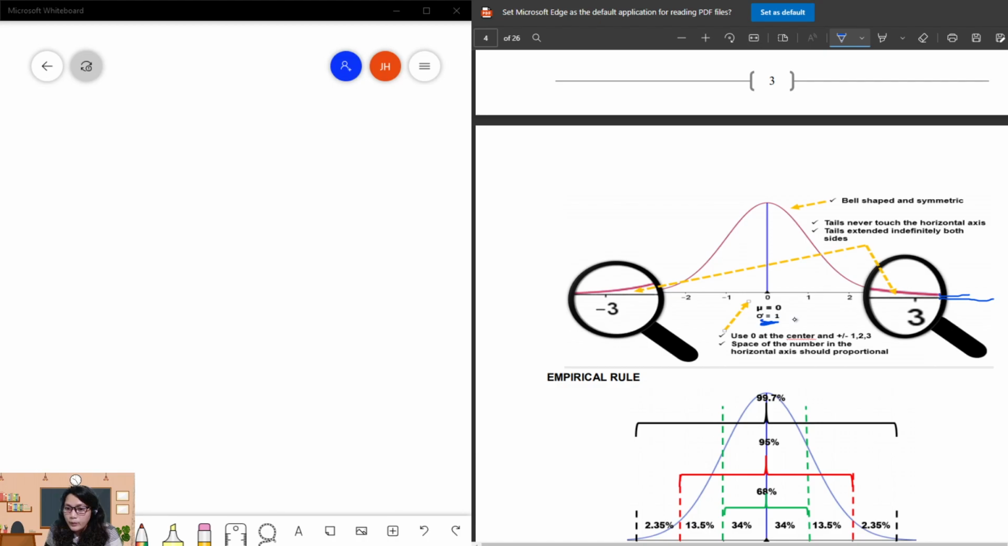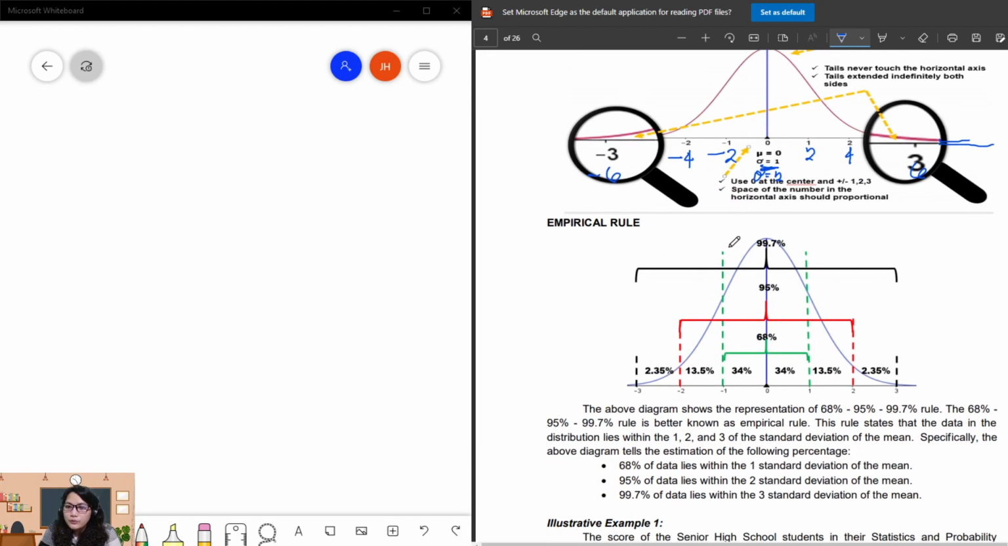If suppose your standard deviation is 2, then this is 2, then you add 2 here, that is 4, and then you add 2 again, so this one should be 6. The same thing here, it is negative 2, negative 4, and negative 6. That is how the standard deviation is used. Okay, it should be proportional.